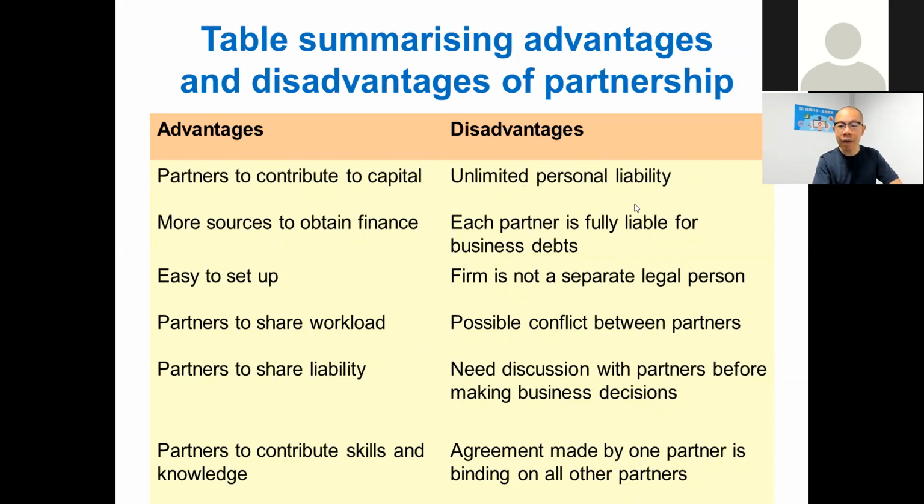But there are some bad things. One, you have what we call unlimited personal liability, the same thing that we talked about for sole proprietorship. Each partner is also liable for the business debts. The firm is not a separate legal person. It is not something which is like a company.